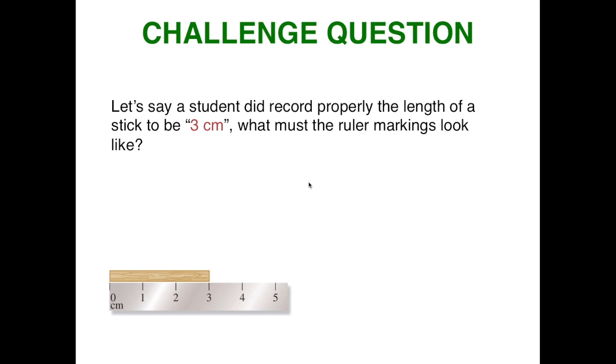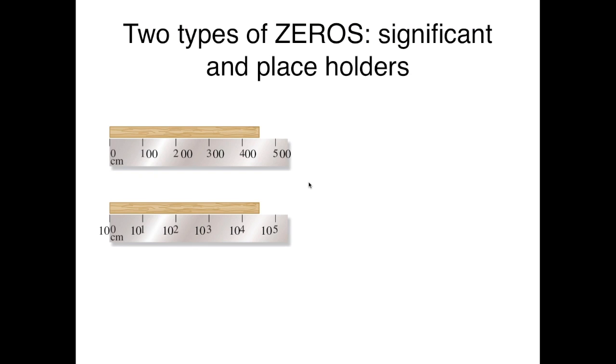Okay, so in our last example, we found that 0 was significant, and it turns out not all zeros are created equal. Some zeros are significant, and some zeros are not. They're just placeholders. So let's take a look at 2 examples to flesh out the differences between zeros that are significant and zeros that are not.